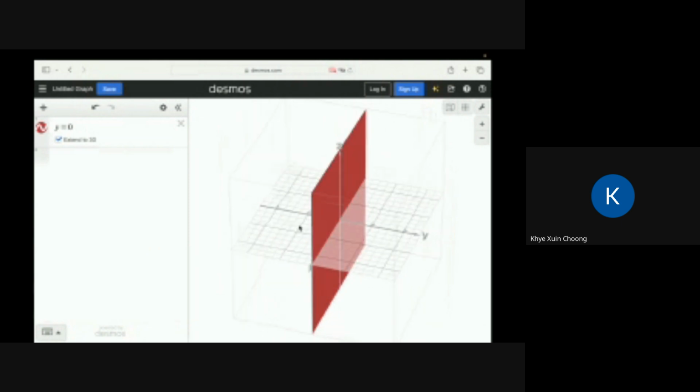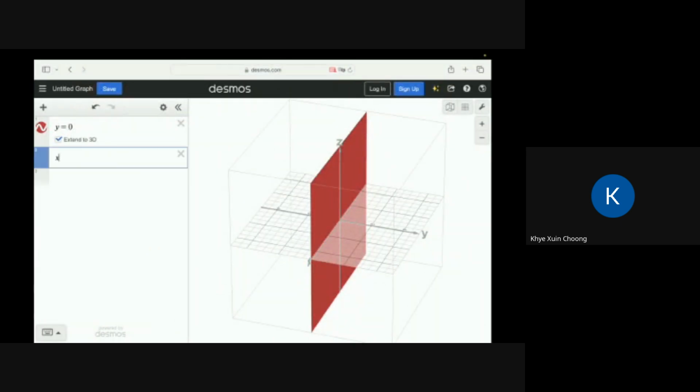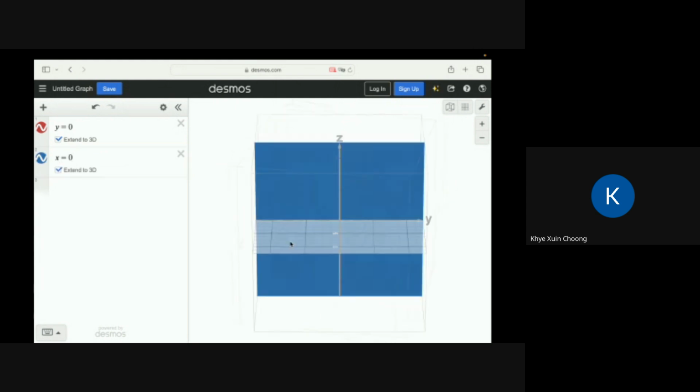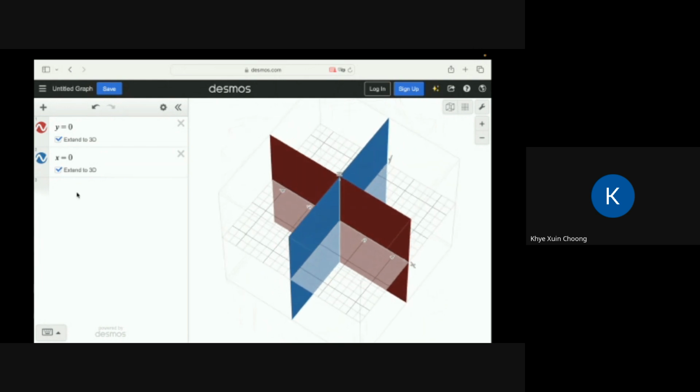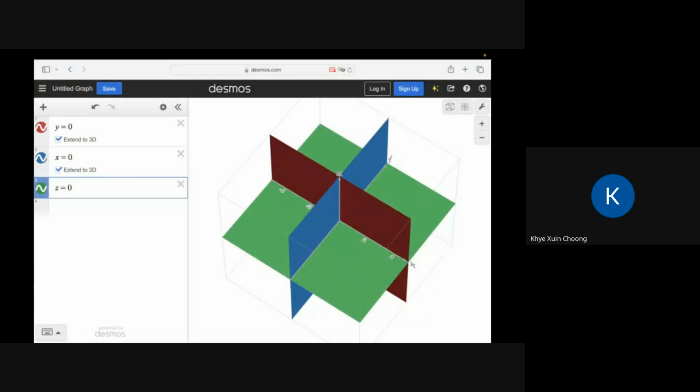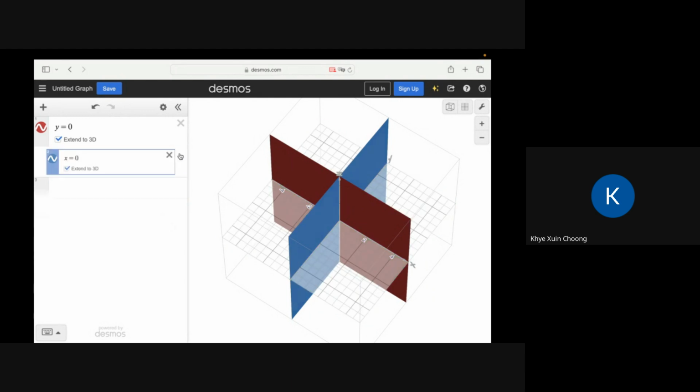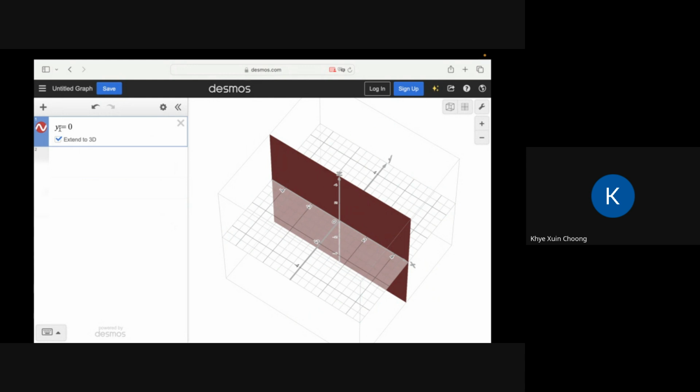So if today I say x equals to 0, x equals to 0 should lie on the yz plane. Okay, the blue one is x equals to 0. So if I have z equals to 0, it should lie on the xy plane, okay? So let's say we look at x equals to 0 first.